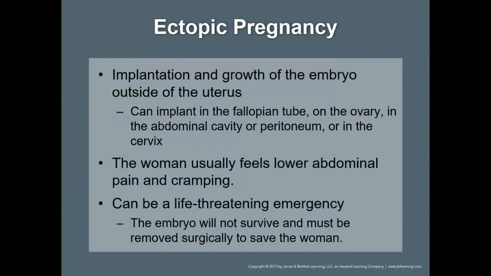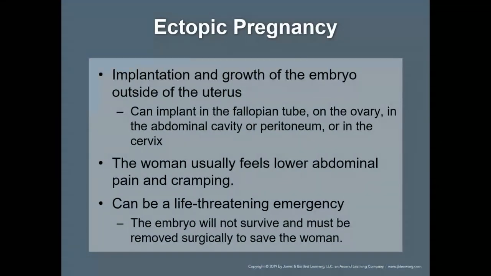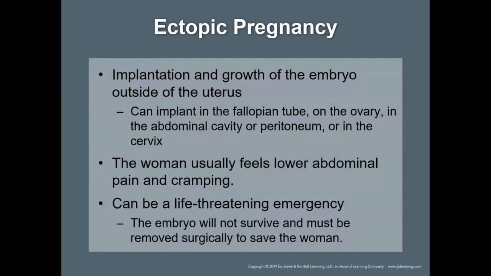Now, ectopic pregnancies. This is always fun because it's painful as hell. This is when implantation of the embryo starts in the fallopian tubes or somewhere else in the abdominal cavity. It's somewhere it does not need to be. It is not in the uterus where it's supposed to be.